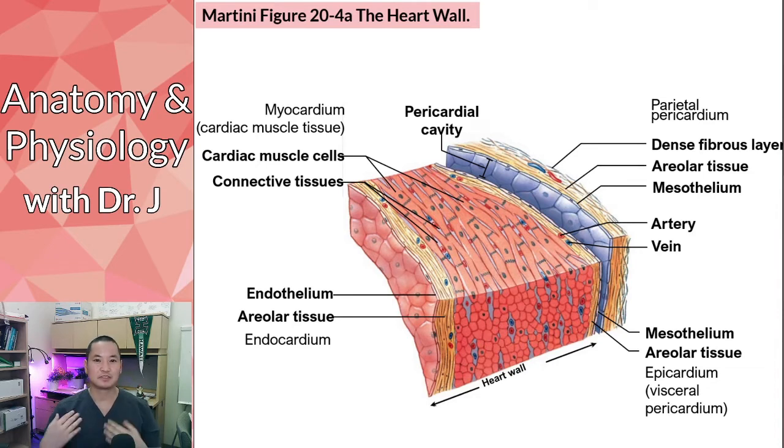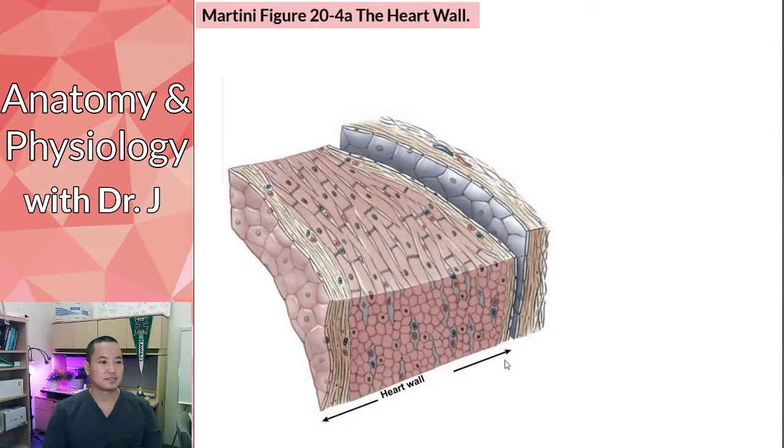Now we're going to zoom in on the tissue, and look at a section of the heart wall. This is from the Martini version, and it's a little more detailed than the OpenStax version, but let's zoom in. Let's orient ourselves. This is the inside of the heart, and this is the outside of the heart.